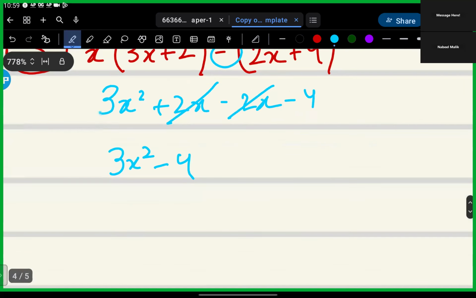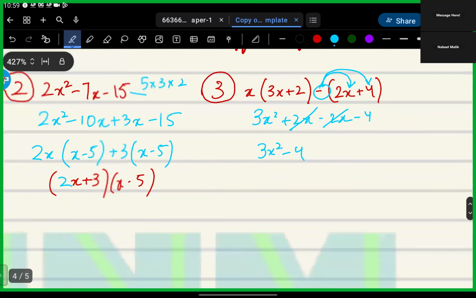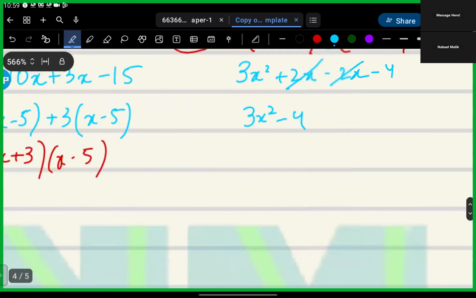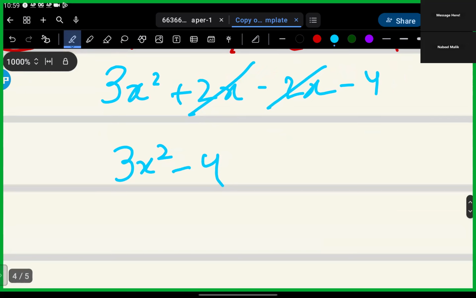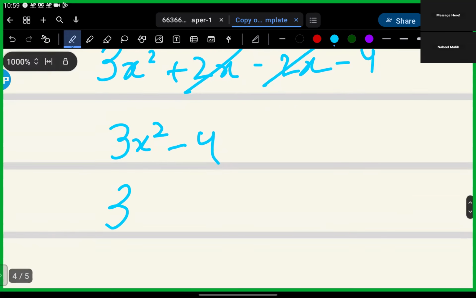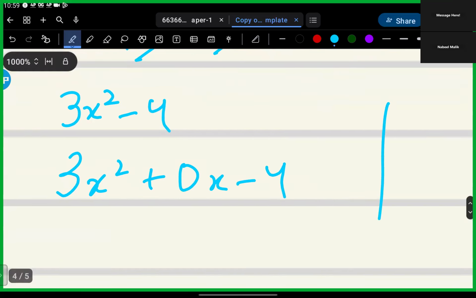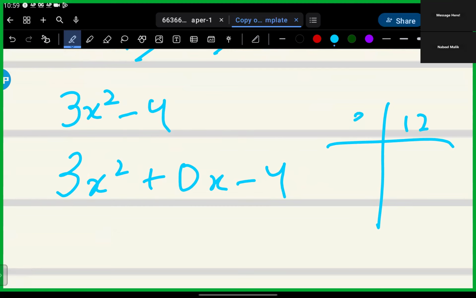Now, what are you going to do? We're just going to leave this as it is, all right? 3x square minus 4. We can also do one more thing over here. We could leave this as it is if this was a simplified question. Or you could suppose 3x square plus 0x minus 4. Okay. Now, 4 3s are 12. So, if you just do factorization of 12, it's the same, 3, 4.